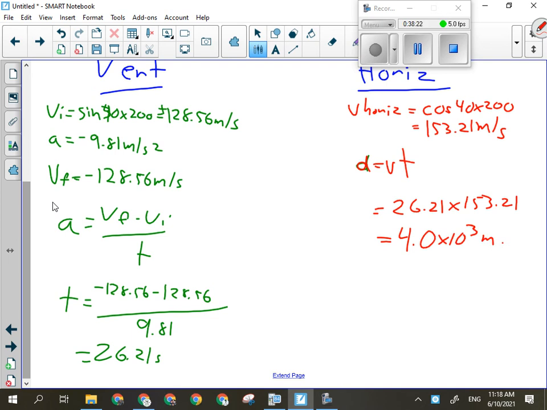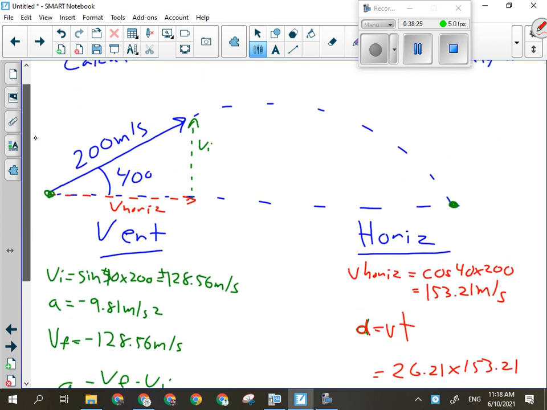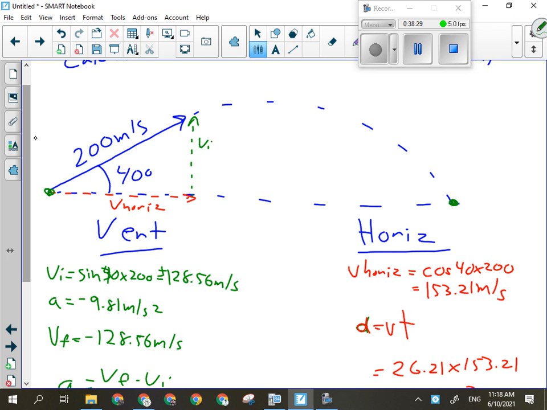Now I've got to find the maximum height. So I'm going to go back to my diagram here because something's going to change. The maximum height occurs right here. And it's going to be my vertical displacement at that point. What do I need to know at that point? That VF is zero. Or that the time is half. Either way, we'll get you the right answer. But I'm going to go with VF equals 0 meters per second at this point and use the other information that I had here and go VF squared equals VI squared plus 2AD and look for D. This is 0, this is 128, that's negative 9.81. And I can solve for D.